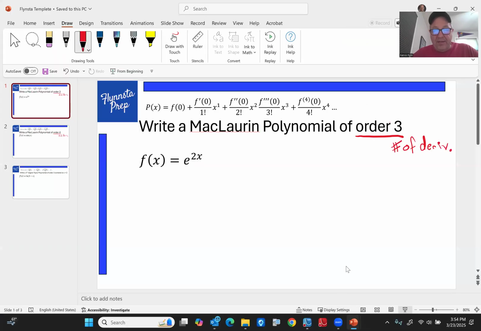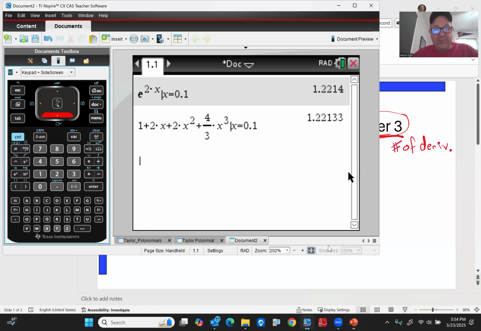let me go ahead and look at this on the calculator. On the calculator, you can see up here, I've got e to the 2x, and I'm going to say, what's the answer when x is 0.1? Calculator tells me what it is. Now, here's our Maclaurin polynomial. When I put a 0.1 in, there's the answer, very, very close. If I wanted to get a more accurate answer, I would just add a few more terms to this.